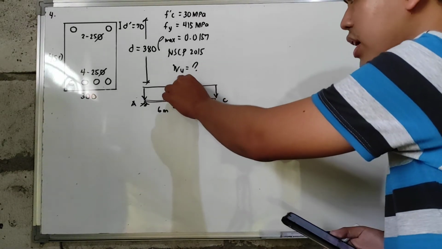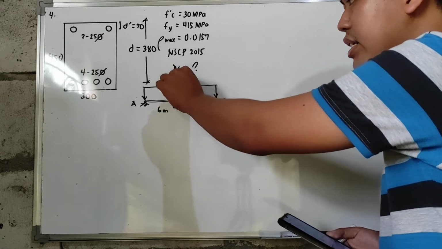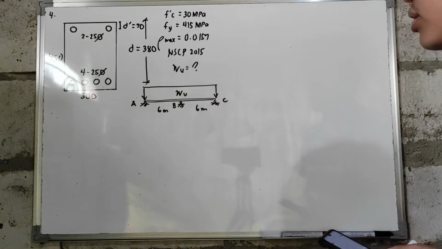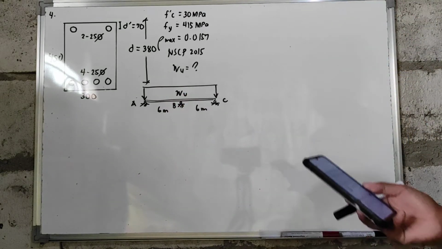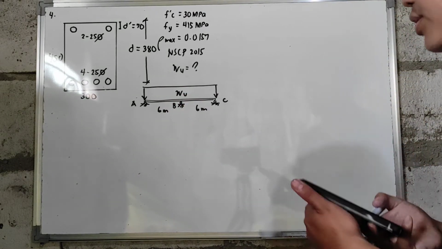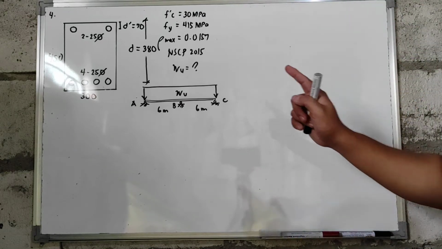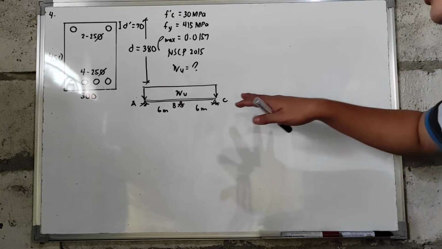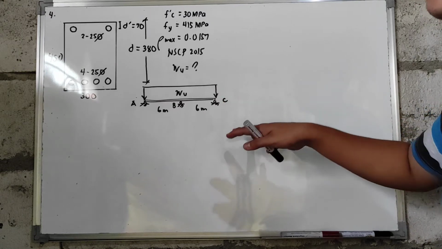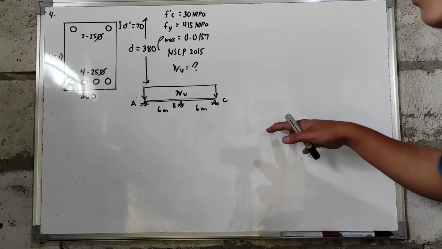provision. So meaning to say factored load, kaya naka-subscript U tayo. Meaning to say, yung hahanapin nating value ng W, naka-ultimate na siya. So for that, para mahanap natin yung value ng W natin, we need to know yung maximum moment natin. So, yung maximum moment natin dito, equate natin siya dun sa ultimate design moment capacity ng beam natin.